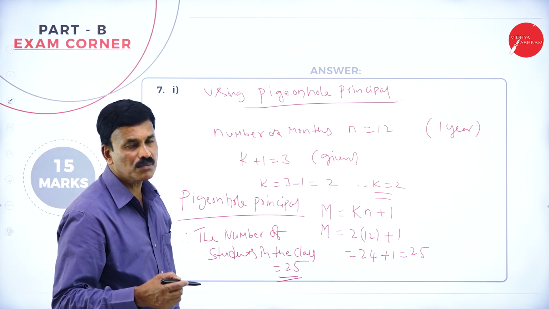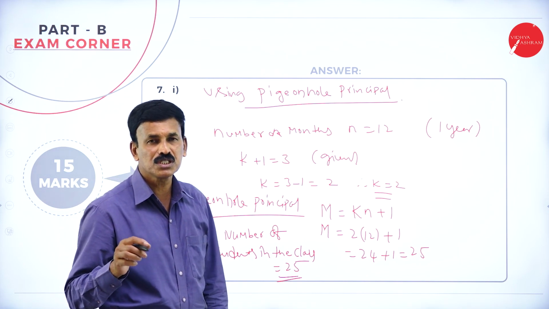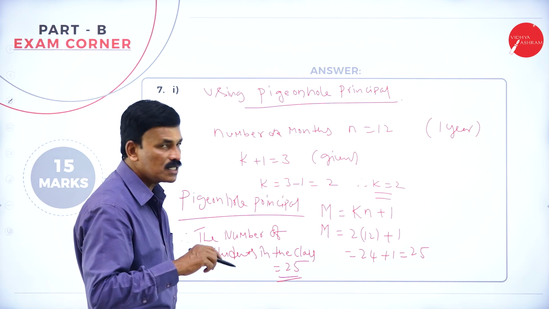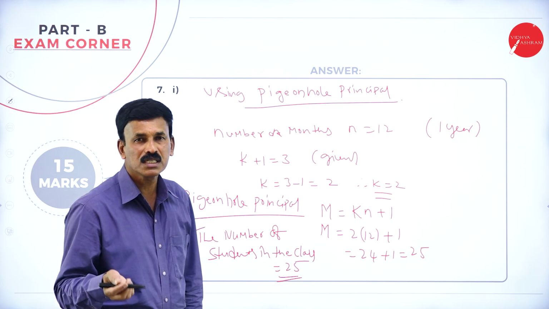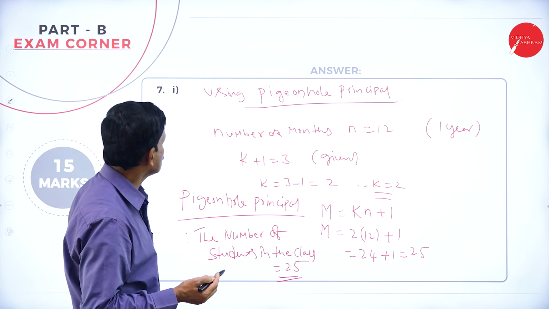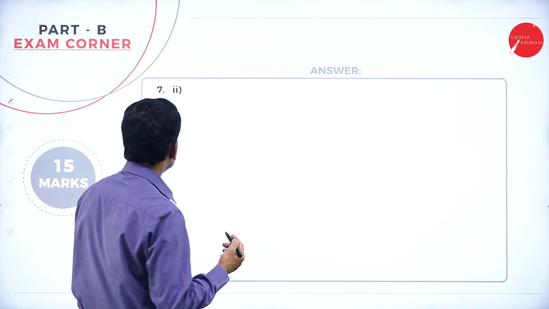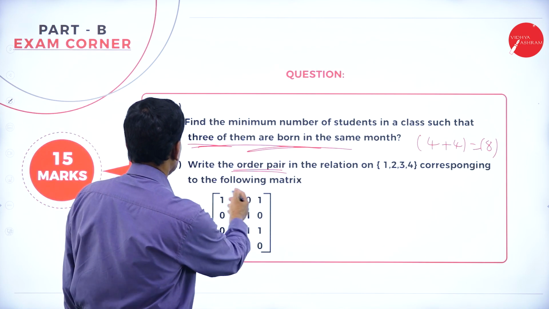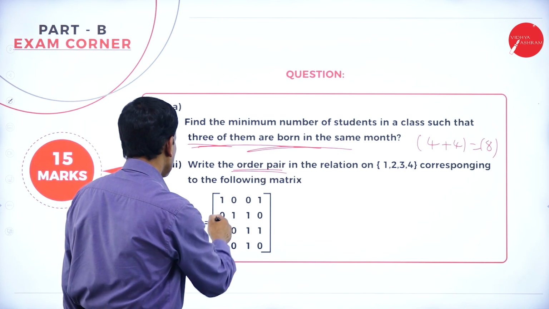So, therefore, the minimum number of students must be 25, so that at least 3 of them are born in the same month. Now, let us come to the second part of this problem. What is the second part of this problem? We have to find the ordered pair for this matrix.